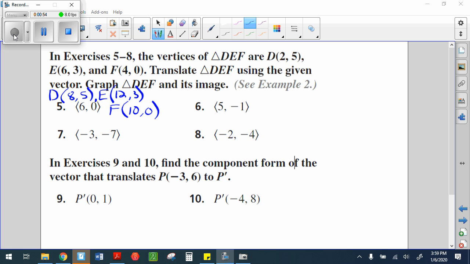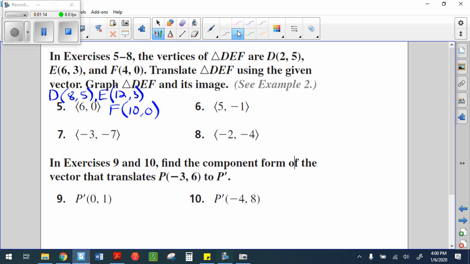It then says translate triangle DEF, graph DEF and its image. I'm not going to take the time in the video to graph the original triangle and the image, but the point is that all of these points, D, E, and F, they all translated 6 units to the right. So 2 went to 8, 6 went to 12, and 4 went to 10.